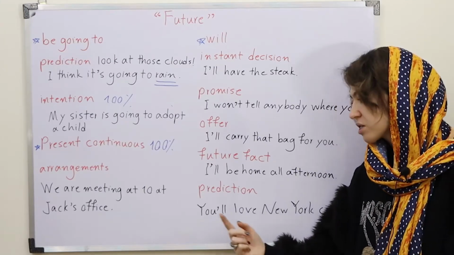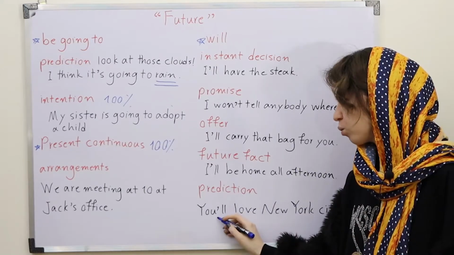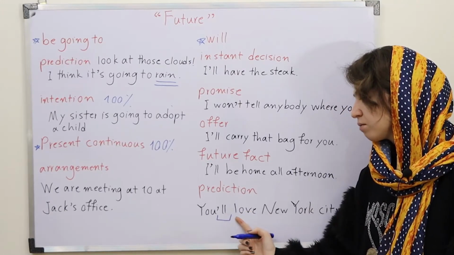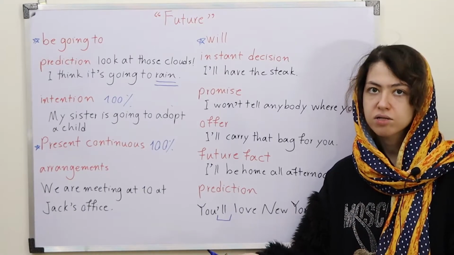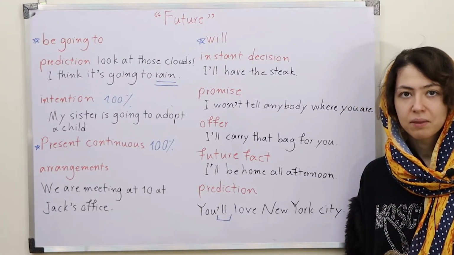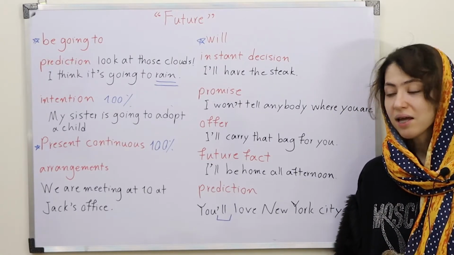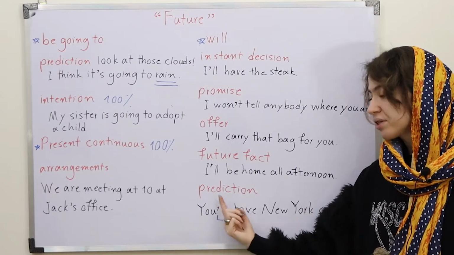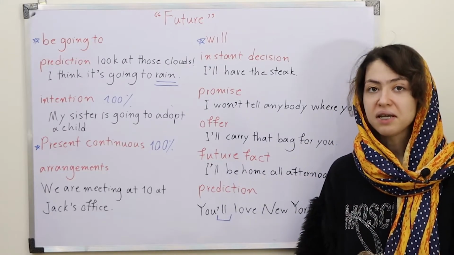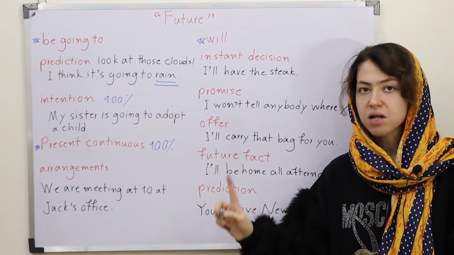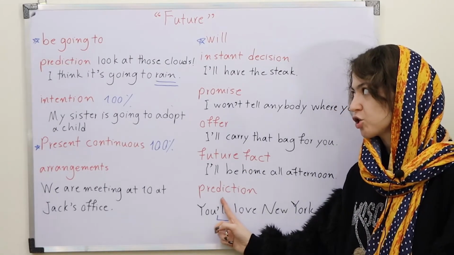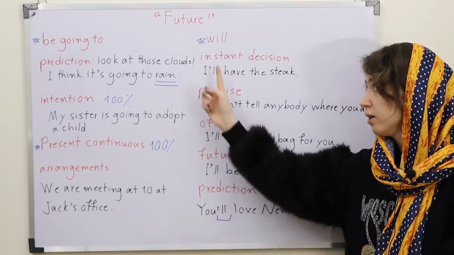First of all, let's just learn the grammar. You will, this is the short form of that. After will, you have the simple verb, okay? So, you'll love New York City. It means this is my prediction. This is my personal thought or opinion. That's really important, okay?